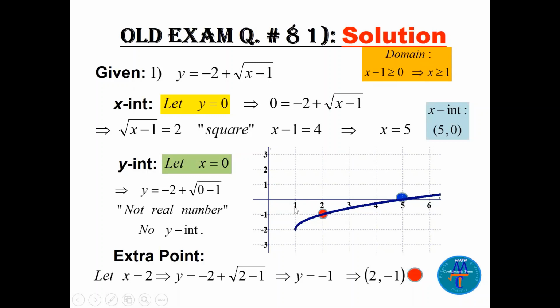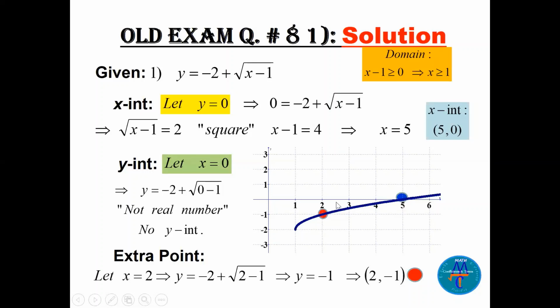See this point? If you put 1 here, you cannot put 0. Put 0 here, square root of minus 1, undefined. So the graph will not go to 0. It will start directly from the 1. Let's go to y-intercept. Let x equal 0. No y-intercept, you see? No y-intercept.